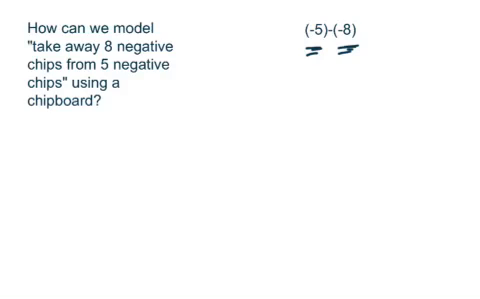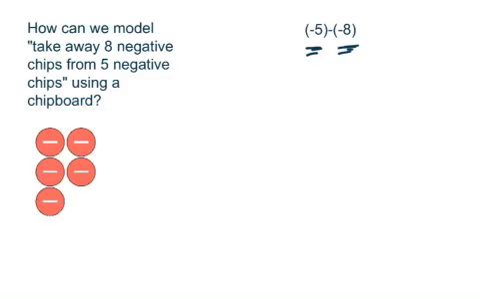So let's set up our chipboard to be able to start. So here's our 5 negative chips, and we need to take away 8 negative chips. The problem is we don't have 8 negative chips. So we need to get them on there without changing the value of the board. This is where our 0 pairs come into play.